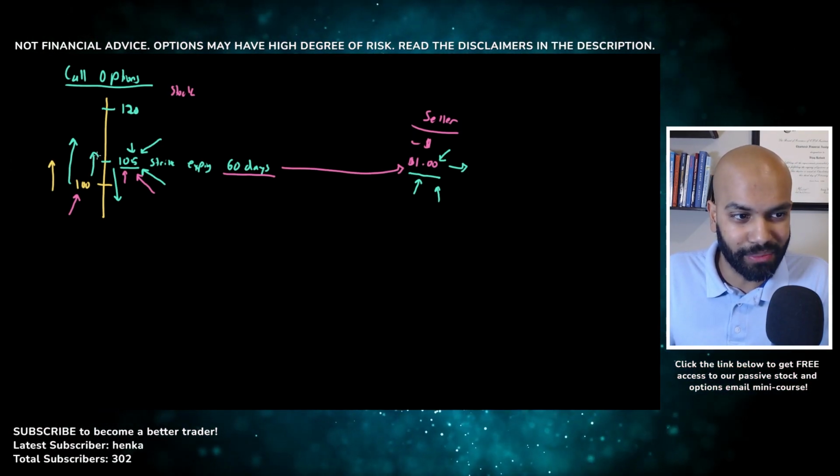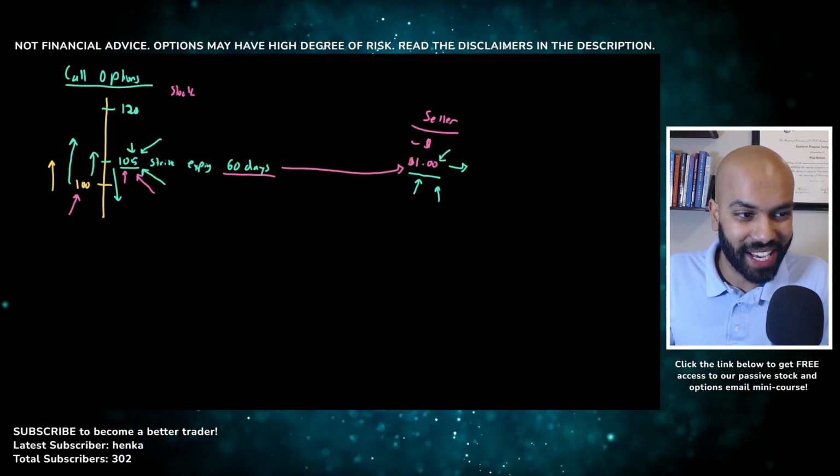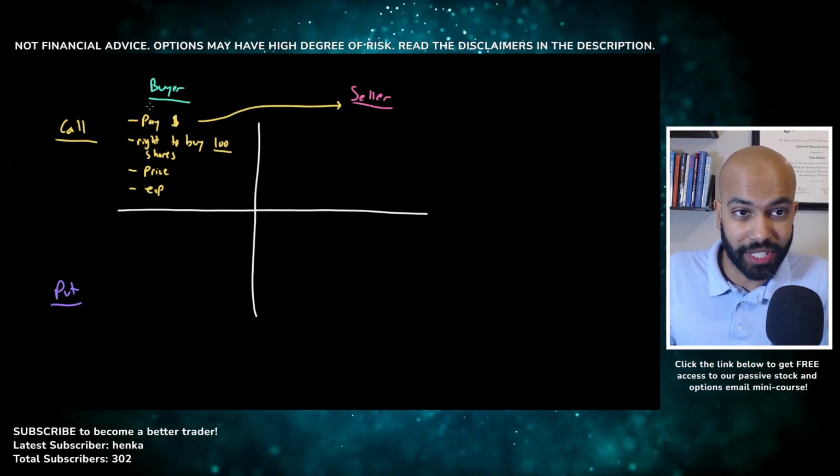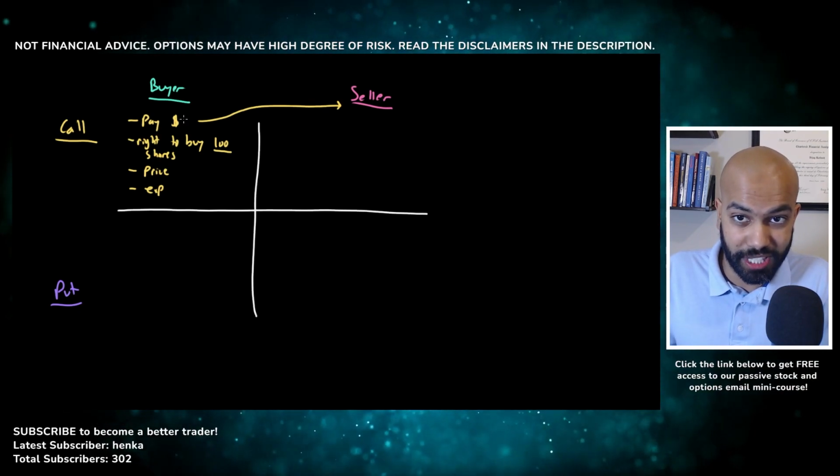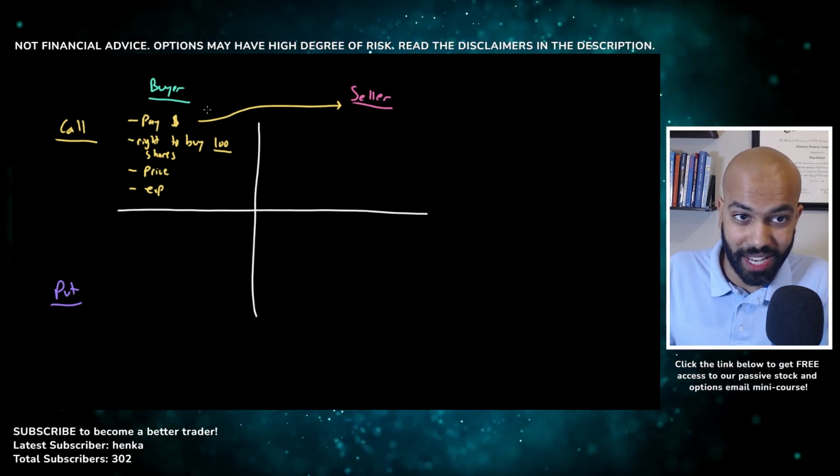I know there are a bunch of arrows, but let's go back. This will all make sense. So that's where we looked at the call. This is a house example. You pay a due diligence fee to the seller, which is known as a premium.